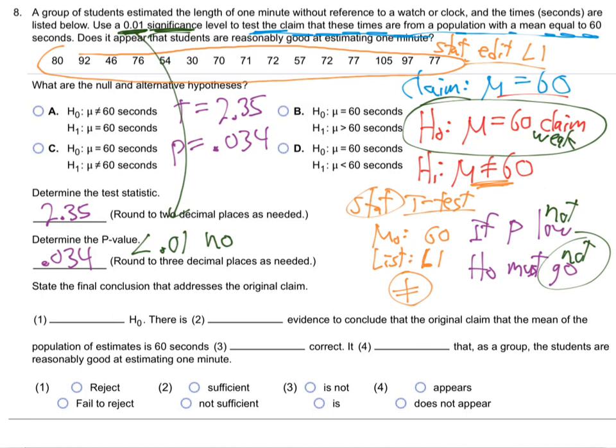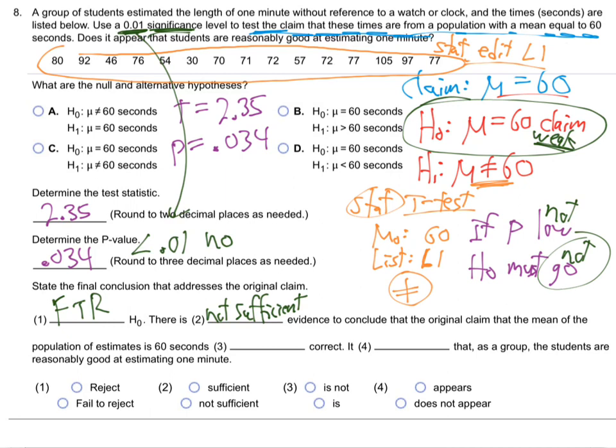All right, here we go. Do we reject or fail to reject H0? Fail to reject. We didn't reject it. We kept it, huh? Right. Failed to reject. Is there sufficient or not sufficient? There's weak. That's not sufficient. It's weak evidence to conclude that the original claim that the mean of the population is what? Is correct. That's good. I'm not sure.